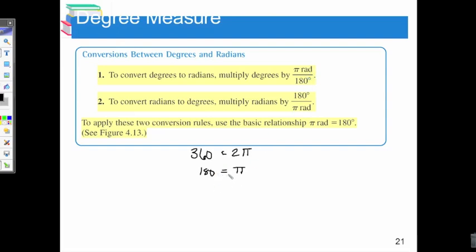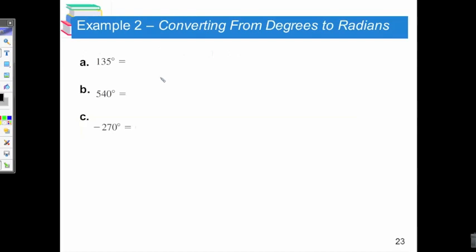When I divide both sides by 180, I can get pi radians over 180, and that's how I convert from degrees to radians. And if I divide both sides by pi in my next step, I get 180 over pi, which is the way I convert from radians to degrees. So let's see what this looks like when we actually use it.